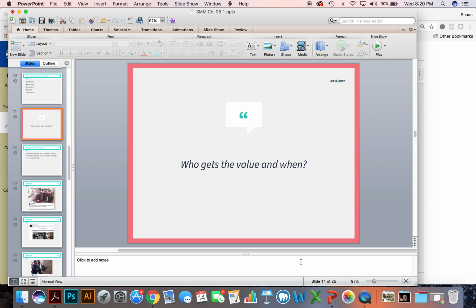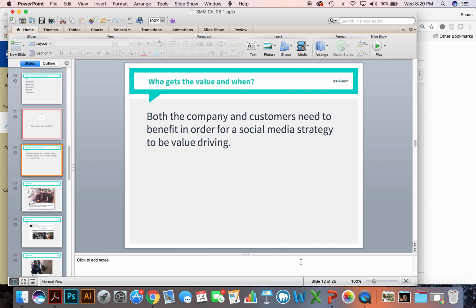So when we talk about who gets value and when in social media, we really need to understand that both the company and the customers need to benefit in order for a social media strategy to be value driving. There's got to be something in it for both the consumers and the company that has the social media channel. It can be research and development. It can be a number of different things. But again, we need to plan for that; it's got to benefit both the company and consumers.